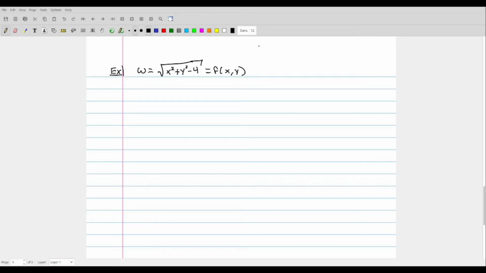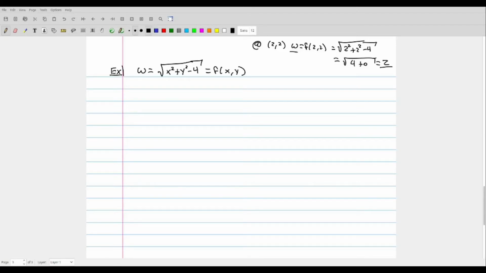So at the point (2, 2), w is equal to f of (2, 2), which is the square root of 2 squared plus 2 squared minus 4, or the square root of 4 plus 4 minus 4, which is just the square root of 4 plus 0, which is equal to 2. So at the point (2, 2), this function is equal to 2.